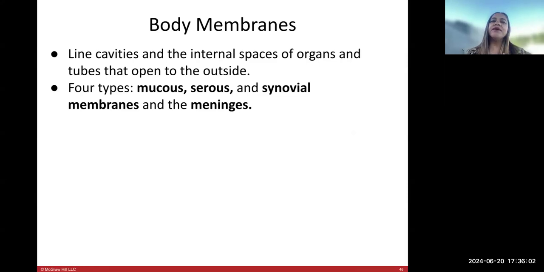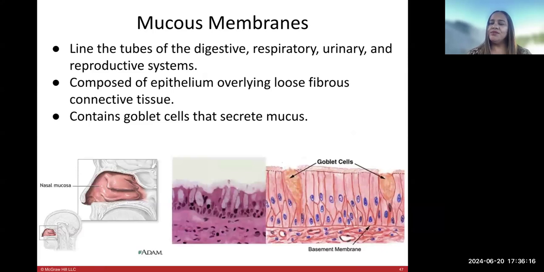Membranes. Membranes line cavities and the internal spaces of organs and tubes that open to the outside. There are four types: mucous, serous, synovial, and the meninges. Mucous membranes line the tubes of the digestive, respiratory, urinary, and reproductive systems. It is composed of epithelium overlying loose, fibrous connective tissue. It contains goblet cells that secrete the mucus.